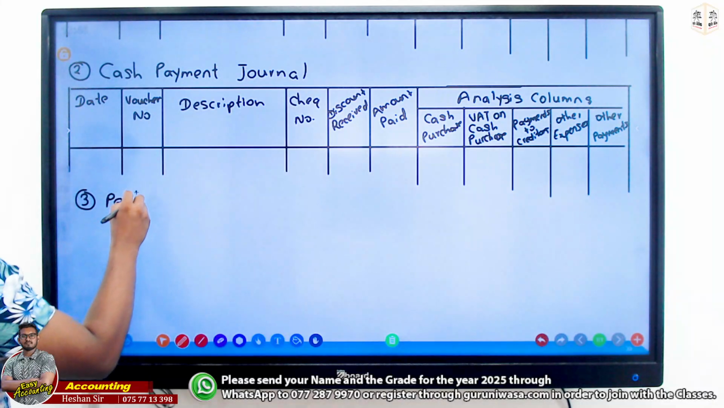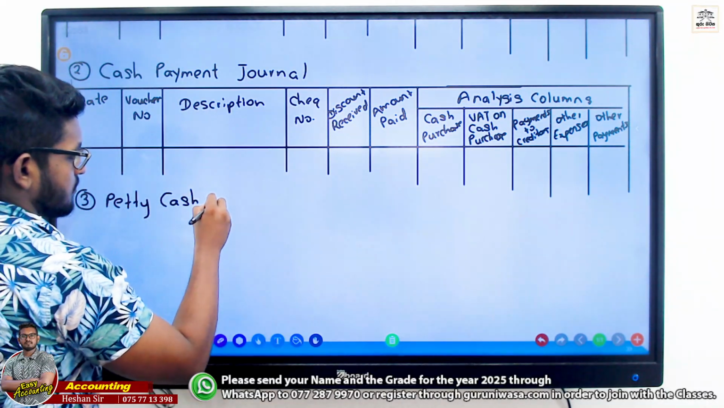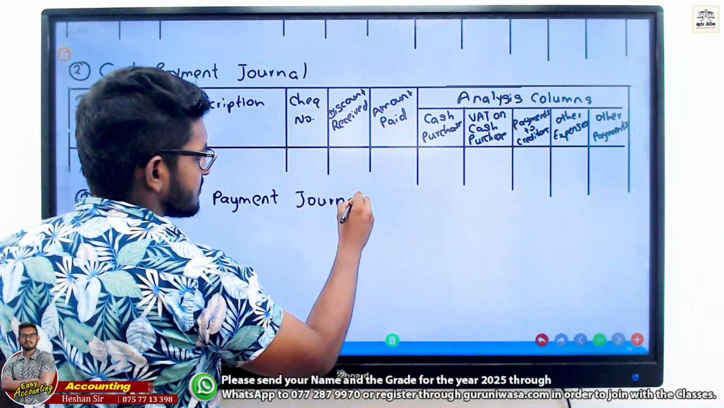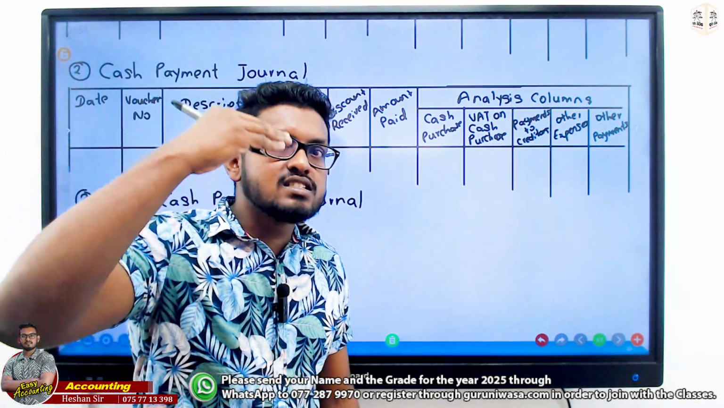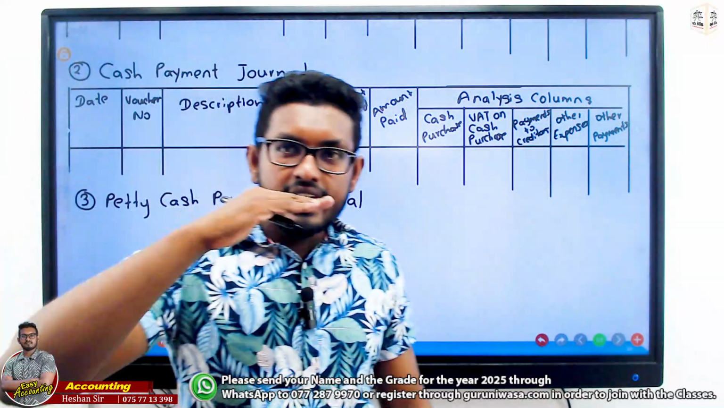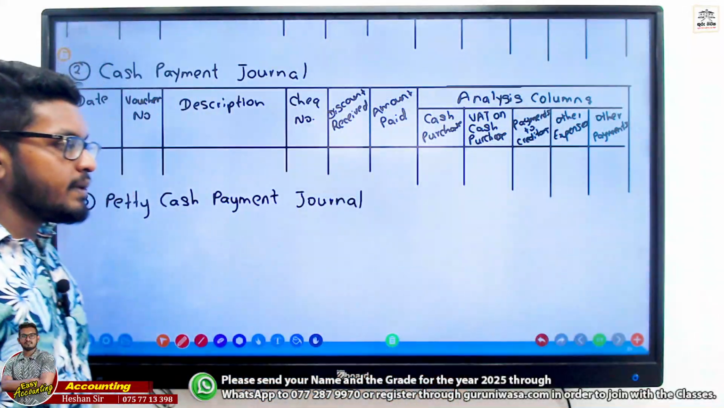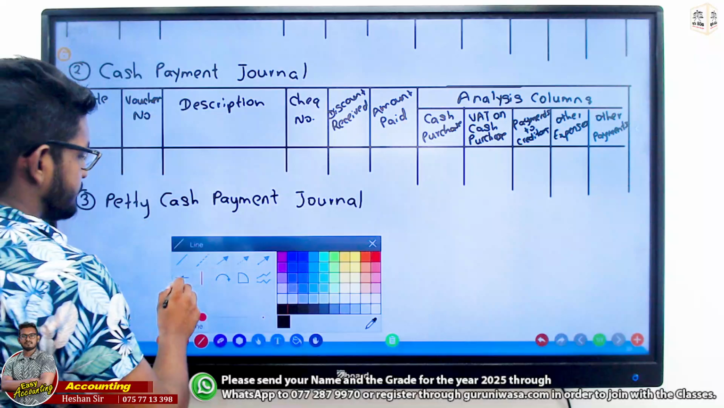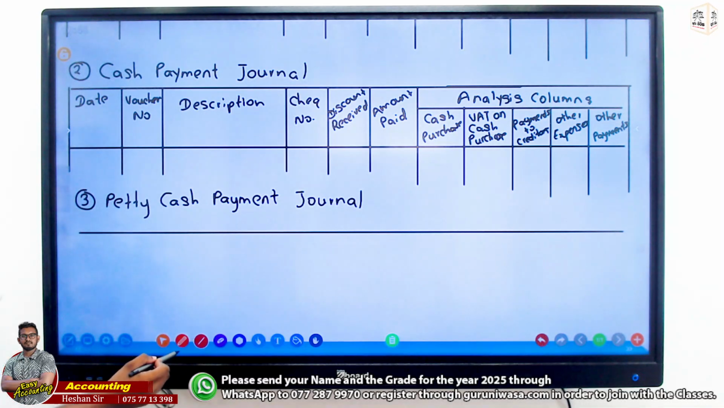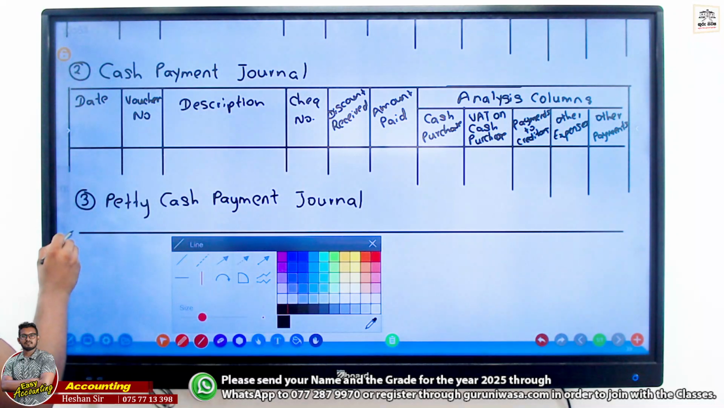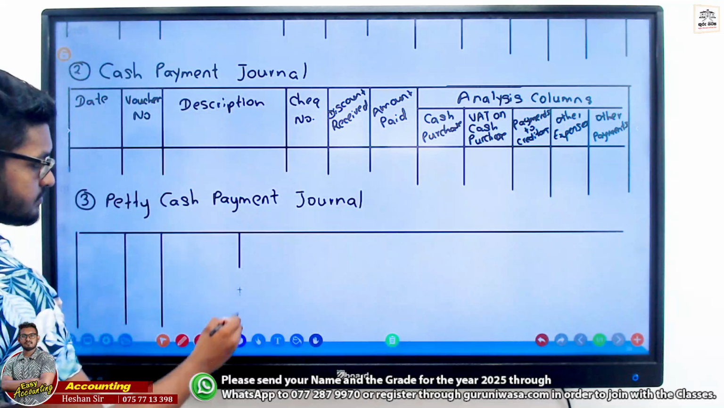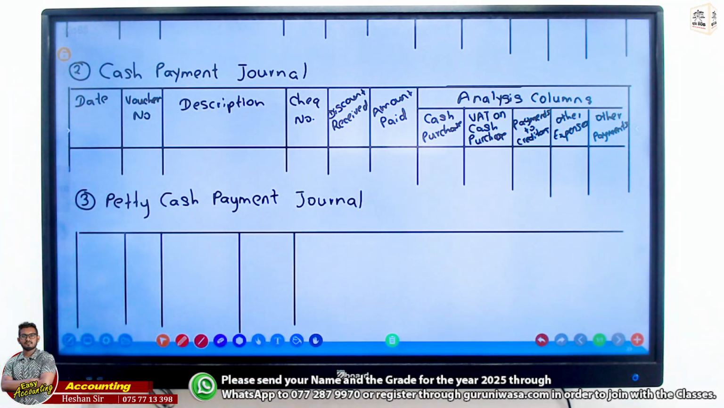Petty cash payment journal. I told you we divide payments into two: above petty cash level payments and below petty cash level payments. Above petty cash level payments are mostly made via check, so we write it under the cash payment journal. Below petty cash level, the petty cash level depends on the business scale, right? Below petty cash level payments mostly occur via the petty cash payment journal. These are the analysis columns: date, voucher number, petty cash payment voucher number, description, amount paid, and the analysis column.